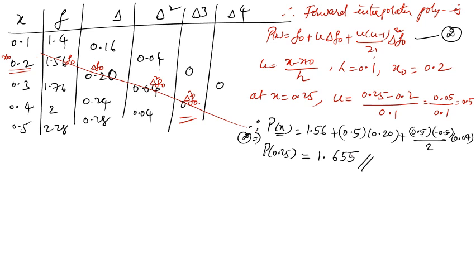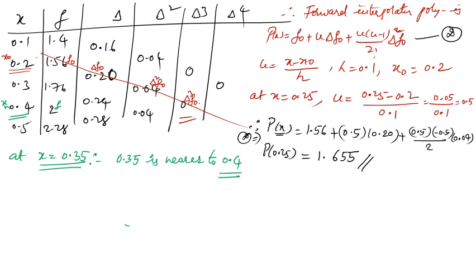Now let us see backward. Another one at x equal to 0.35. 0.35 is nearer to the end, so let me consider the backward formula with 0.4. So this is my 0.4, this is my xn, and this is fn. From this point onwards you draw a line here. This is del fn, this is del square fn, and this is del cube fn, right?